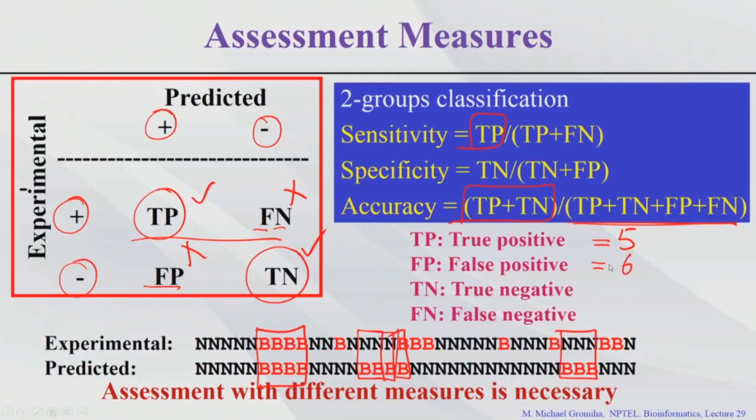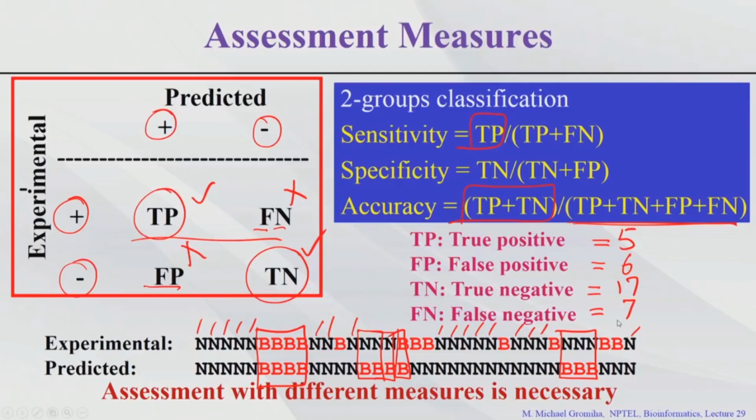True negatives: 1, 2, 3, 4, 5, 6, 7, 8, 9, 10, 11, 12, 13, 14, 15, 16, 17. And the false negatives: 1, 2, 3, 4, 5, 6, 7.